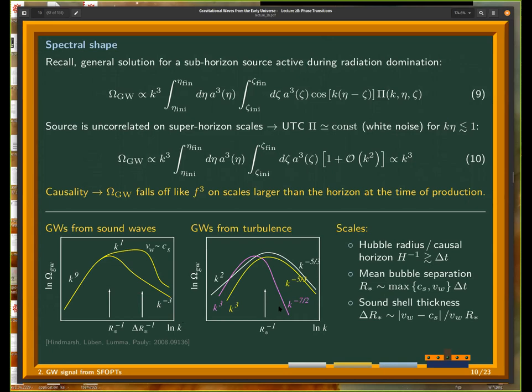And here are some cartoons that show the rough shape of the spectrum of gravitational waves from sound waves and from turbulence. And this f to the third or k to the third behavior is not even shown here anymore. This would show up here at even lower values on the x-axis. Okay. But then we have different types of power law behavior around the peak.